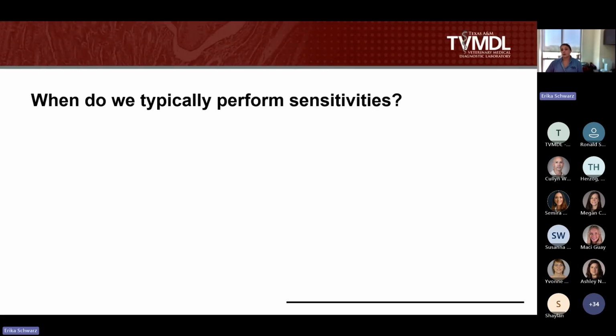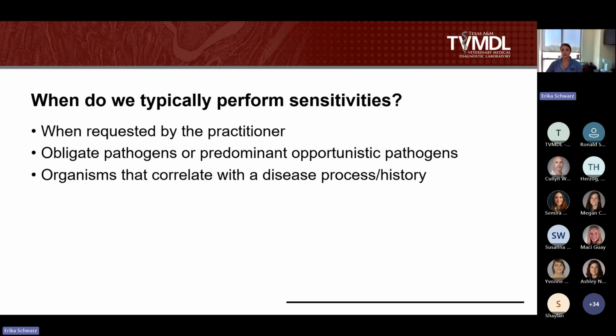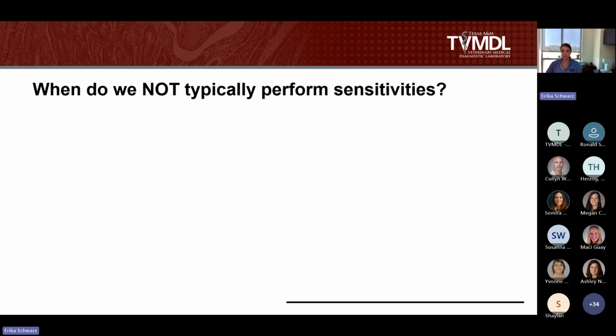So when do we typically perform sensitivities? Well, when they're requested by the practitioner. We tend to perform them on obligate pathogens or predominantly opportunistic pathogens and organisms that correlate with the disease process and history. Or if it correlates with histopathology, cytology, PCR, other diagnostics that may have already been performed, and we have that information going into the culture.